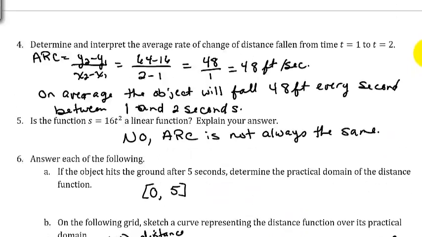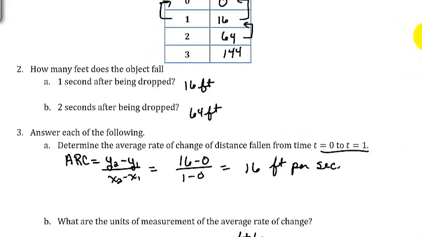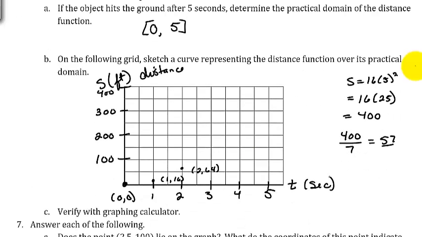And then we're going to start going up pretty fast here. We have the point 3, 144. So that's almost 150. And then the last one is 5, 400. And then you can connect these dots with a smooth curve.